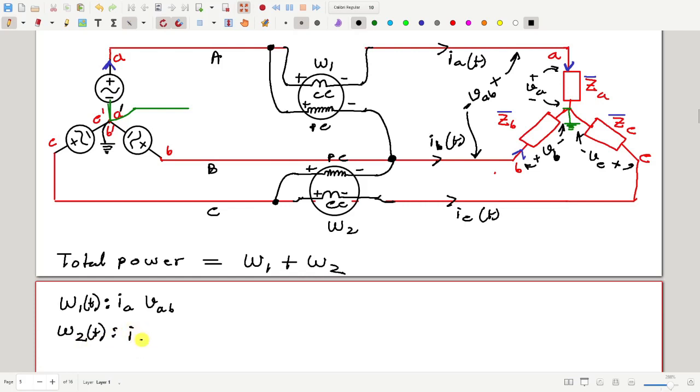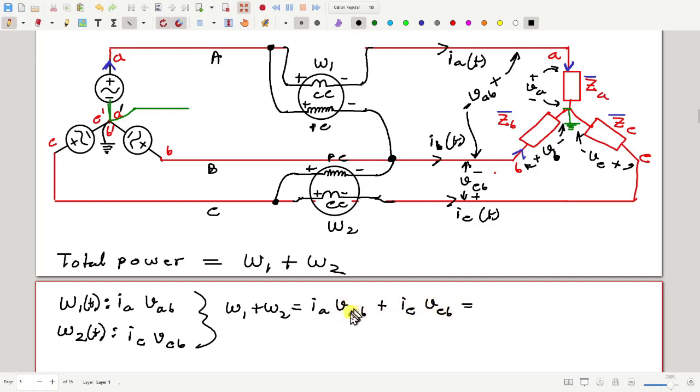How much is the instantaneous power sensed by W2? IC into VCB. Better to call it CB, C minus B. So VCB is from here to here, plus downside, minus above. So how much is W1 plus W2? IA VAB plus IC VCB.